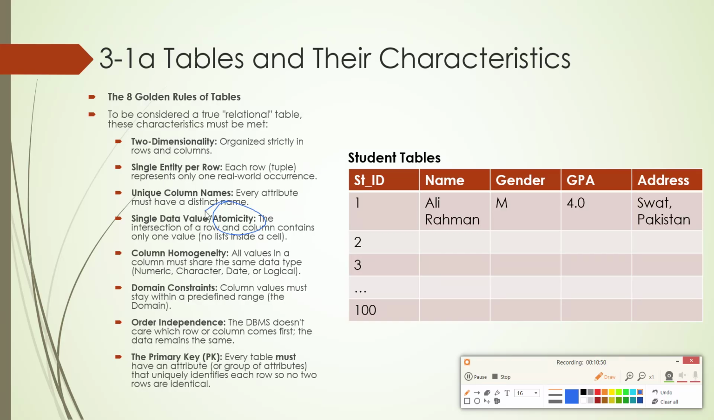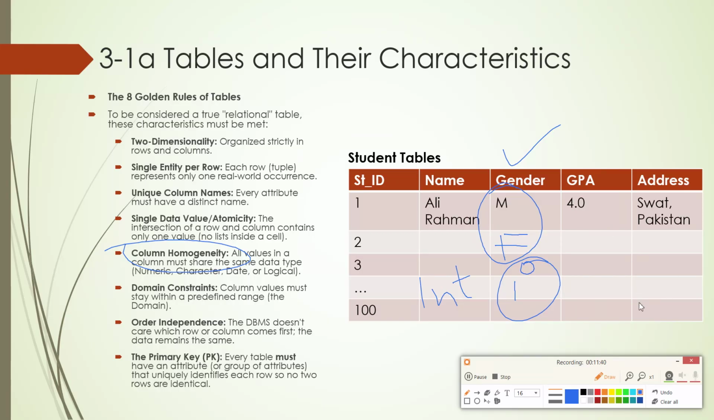Another rule is column homogeneity. By column homogeneity we mean that if we take this gender and we write M and F, its data type is textual. But if I represent it like this, in some values I use 0 for female and 1 for male, now it violates the column homogeneity characteristic. Here it is character type and here it is integer type. So one column should not carry two different data types. This is called column homogeneity.